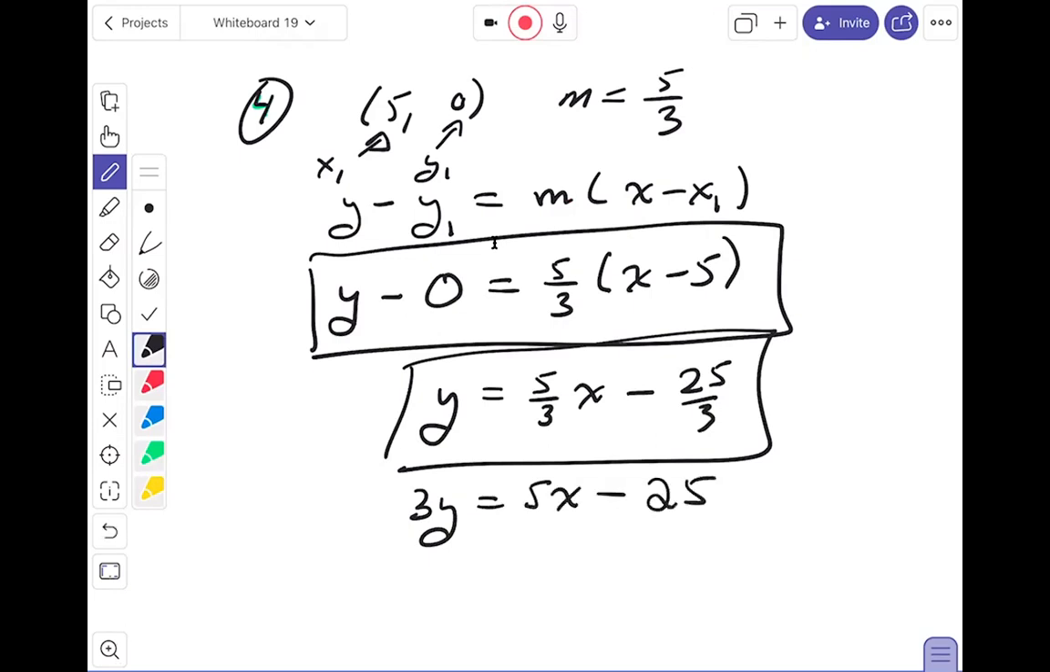And then I'm going to subtract 5x from both sides. You would get minus 5x plus 3y equals minus 25. And again, we desire to have the coefficient on the x term be positive, so I can multiply both sides by minus 1.